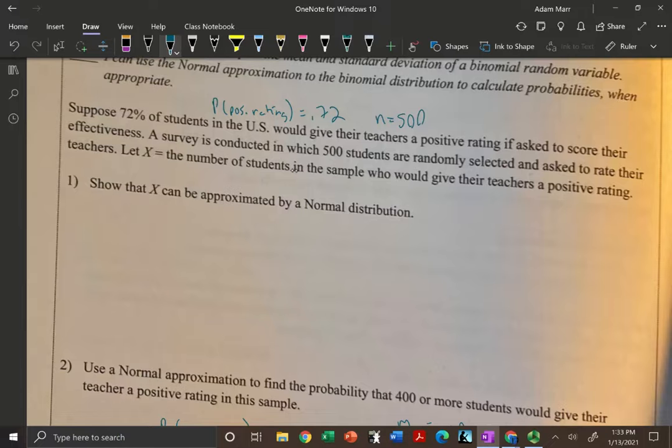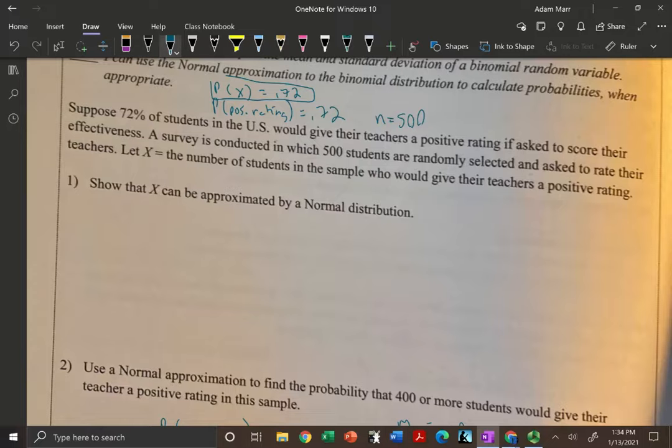Let X equal the number of students in the sample who would give their teacher a positive rating. So what we know is, since X is positive rating, the probability happens to equal 0.72. Show that X can be approximated by a normal distribution.